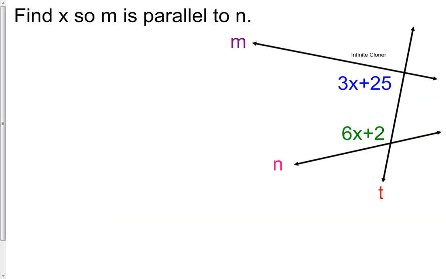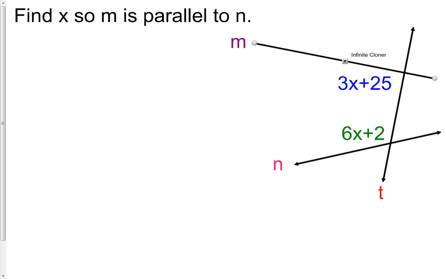So now we can solve some problems. We could say find x so that m and n are parallel. Right now it clearly doesn't look like m and n are parallel. They're going to intersect. But find x so that they are parallel. So what I want you almost to envision right here is that this line looks more like this. Okay, m and n are parallel. I know that's not what it looks like, but we're supposed to find x as if they were. So how would we set this one up?